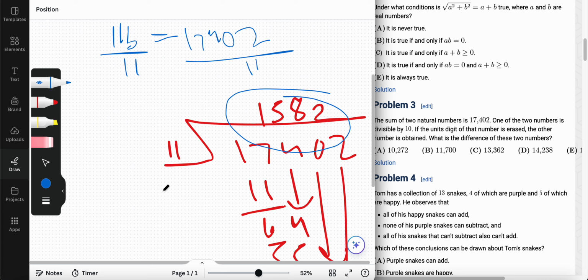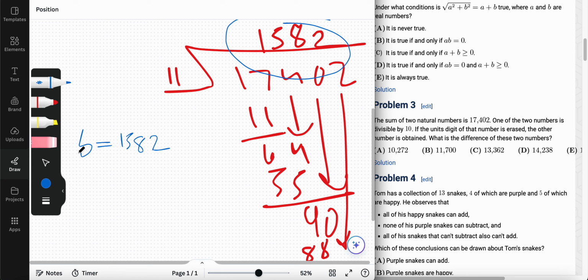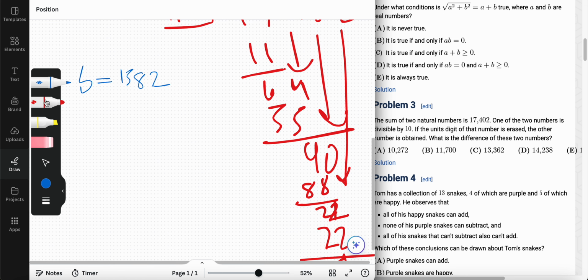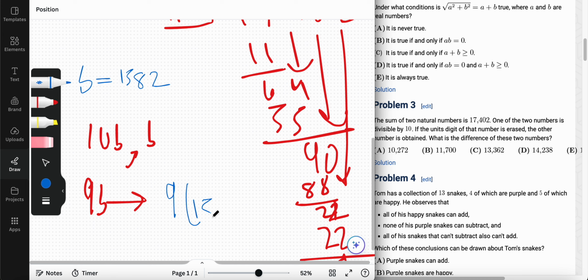But it's not asking for the smaller number. It's asking for the difference between these two numbers. So the difference, okay, we have 10b as one of our numbers and b. So the difference would just be 9b, right? 10b minus b. And that's what we're trying to find. So 9b would just be 9 times 1582. And that's my final answer.